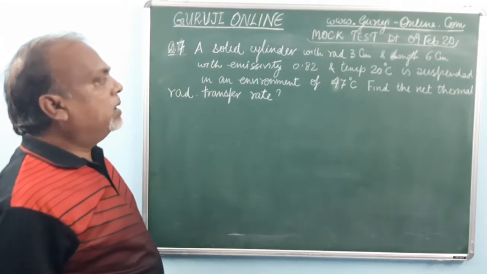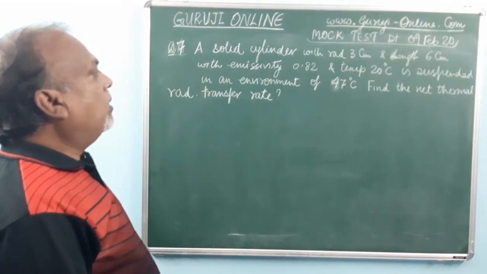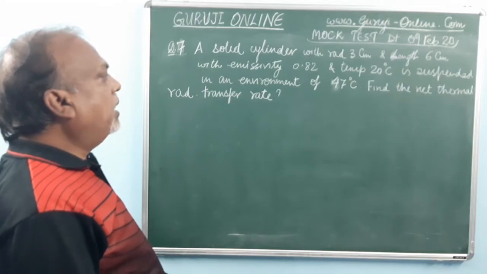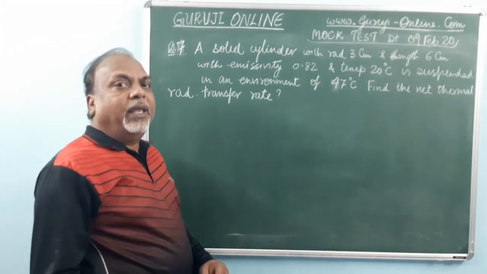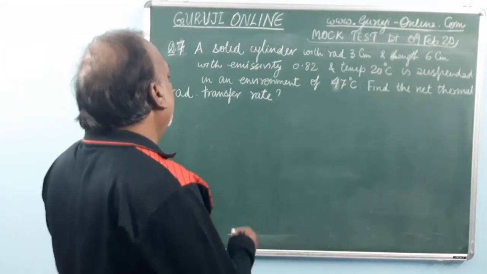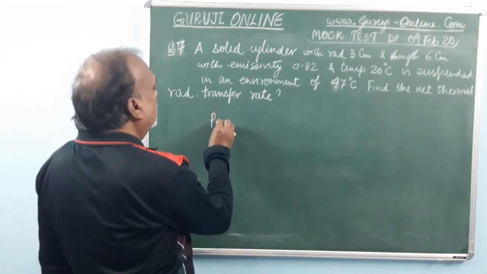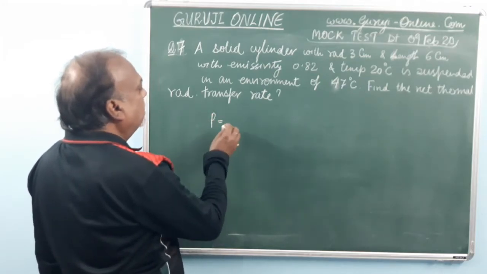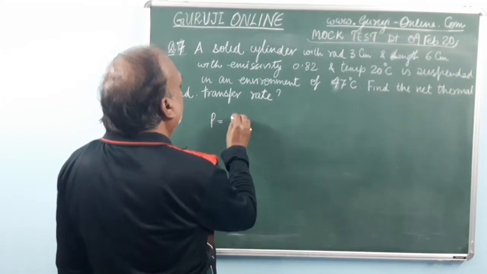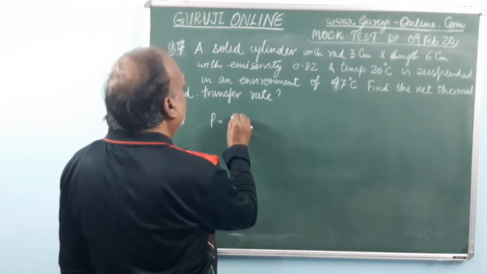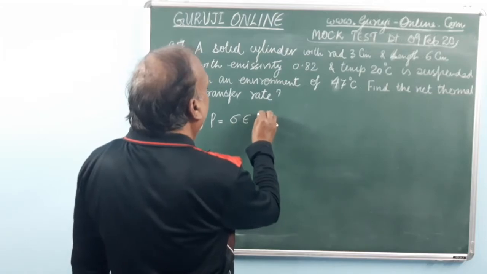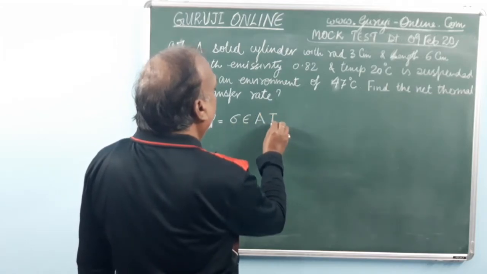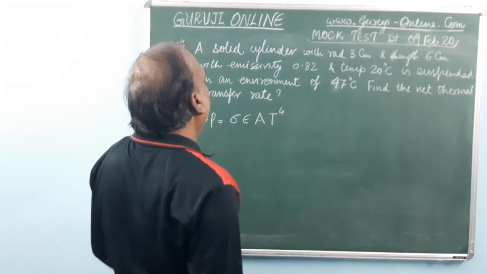Radiation transfer rate. Now, we know that any hot body transfers energy due to radiation also. And we know this formula. This is power, the radiation transfer rate, equal to sigma epsilon A T raised to 4.